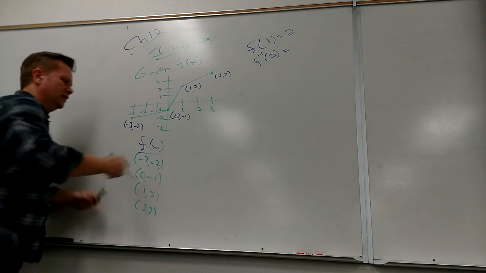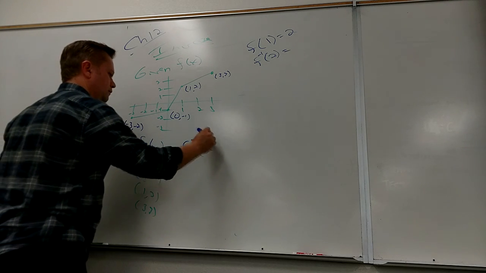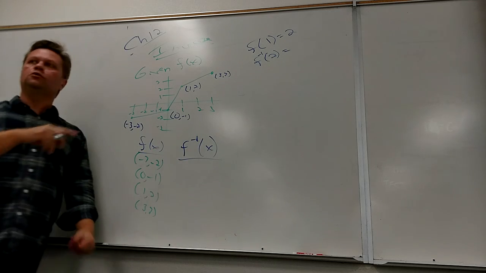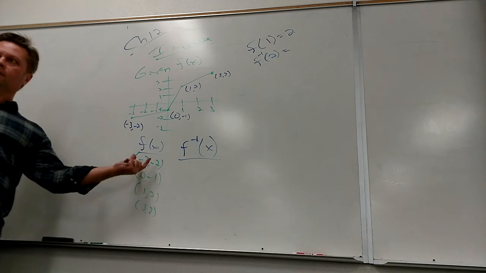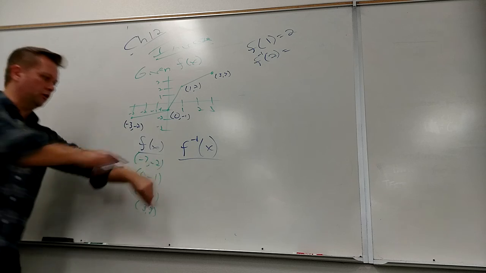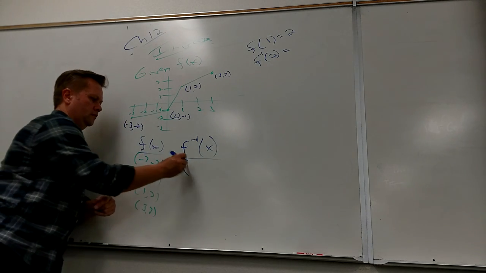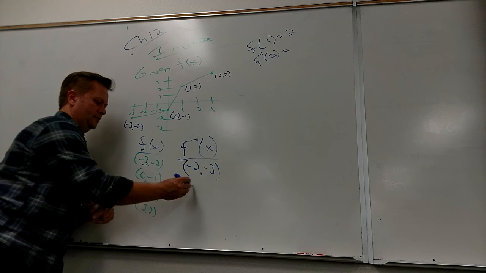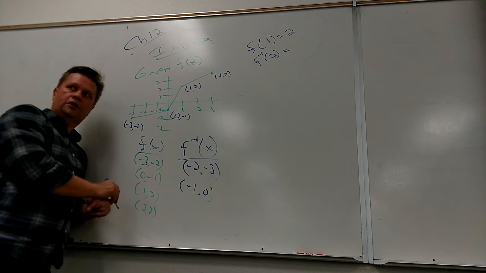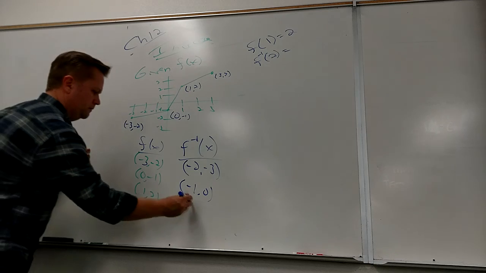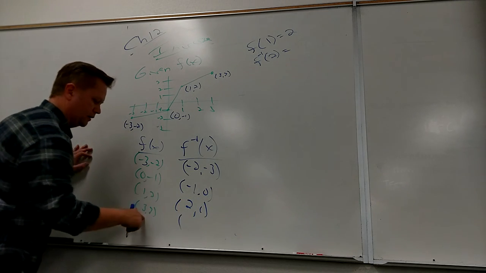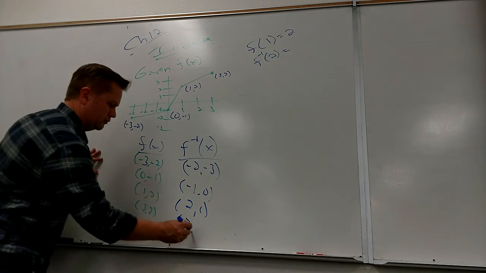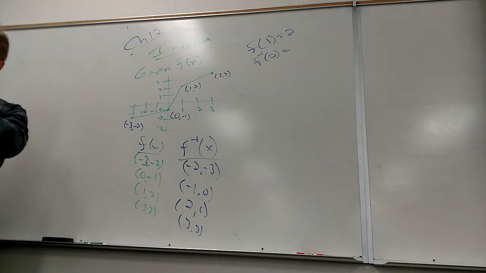What must the inverse function go through? What does the inverse function do? It takes these and flips them. So what points will the inverse function go through? Negative 2, negative 3, sorry. Negative 1, 0, right? Is this hard? Turn this around. 2, 1. Don't change the signs at all, and then turn 3, 3 around. Can't go wrong there.